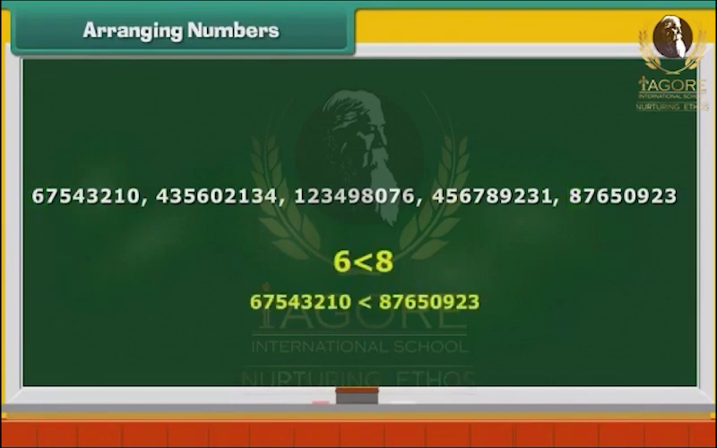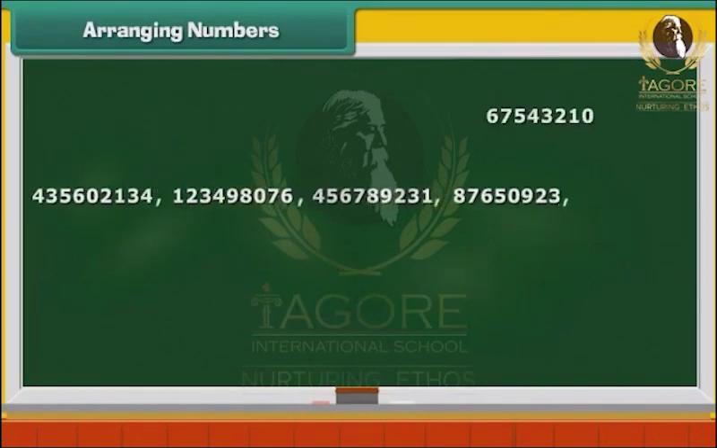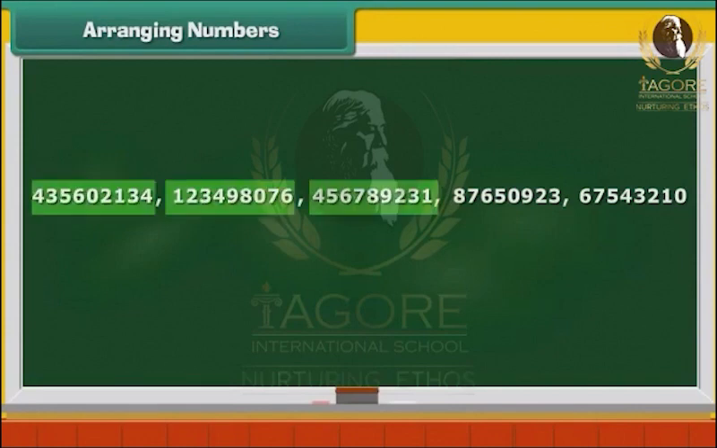Therefore, 67543210 is lesser than 87650923. Place 67543210 after 87650923. Now consider the 3 9-digit numbers.